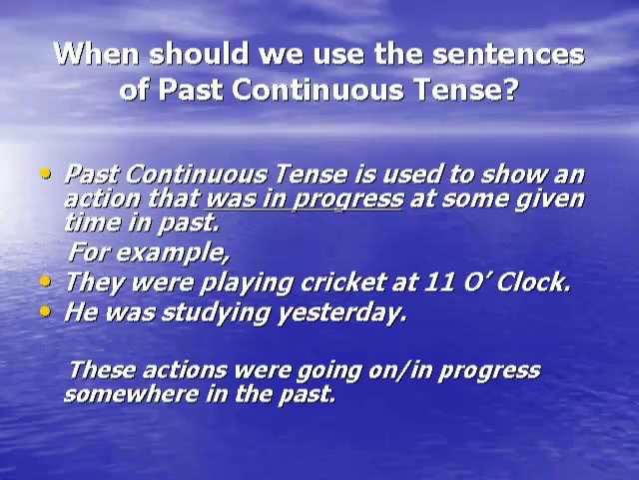When should we use the sentences of past continuous tense? This is the very first question. Past continuous tense is used to show an action that was in progress at some given time in the past. For example, they were playing cricket at 11 o'clock. He was studying yesterday. These actions were going on, or these actions were in progress somewhere in the past.